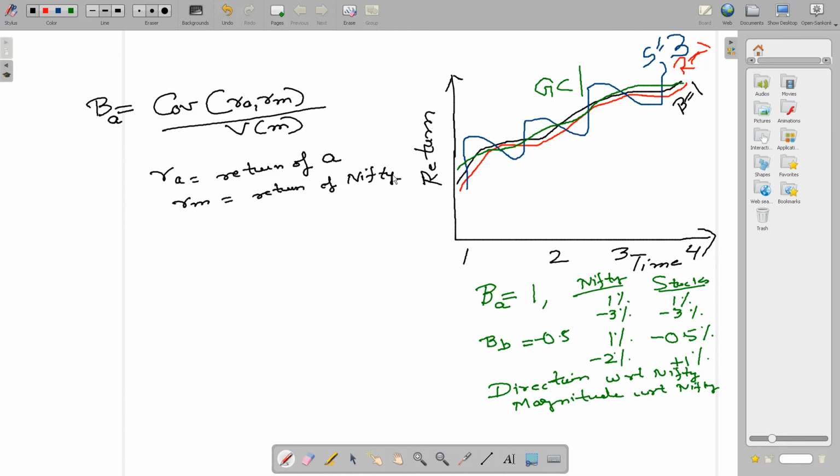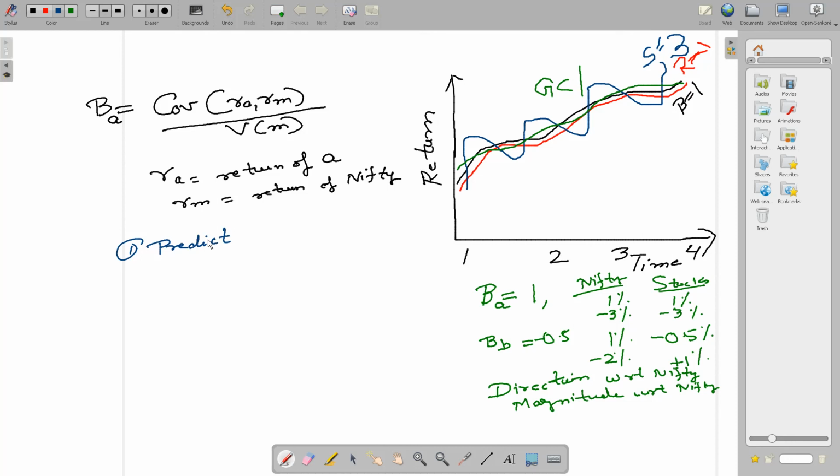Okay. Now, what is the use of beta? We have identified what beta is in simple terms, and we can calculate beta also. But what are the uses? The first use of beta is to predict.